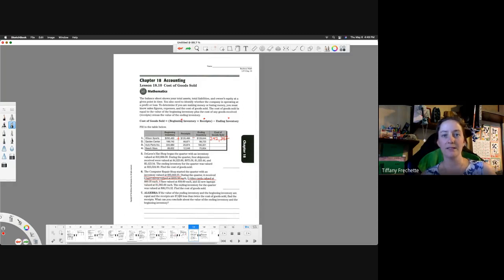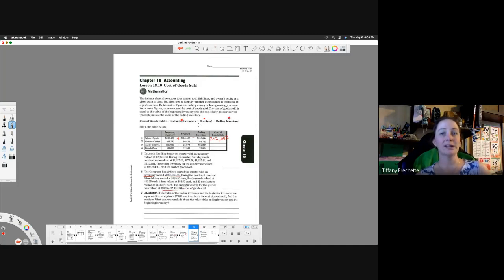We have 4 fans. So instead of doing all this underlining, because I think it's going to get a little overwhelming, I'm just going to go ahead and read. 4 fans valued at $58.60 each. 22 new laptops valued at $1,985.60 each. The ending inventory for the quarter was valued at $98,374.32. So we have an ending inventory and we have a beginning inventory, that's the beginning inventory here. So we know our beginning and our end. That's 2 pieces we need.